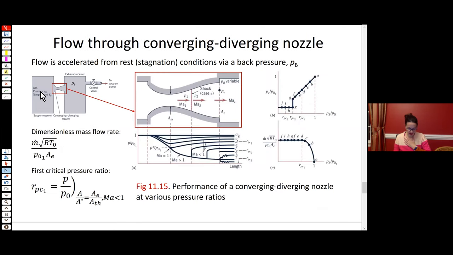Now, when we have a converging diverging nozzle, we still have a tank before the nozzle where the gas is stagnant, and then we've got a back pressure that drives the flow. Here, because we've got a minimum cross-sectional area, we can either have subsonic flow all the way through, or the flow can get accelerated to a Mach number of one at the throat, at that critical A star, and then either continue to accelerate downstream if it's supersonic flow, or drop back down to subsonic, depending on the ratio, again, of your back pressure to stagnation pressure.